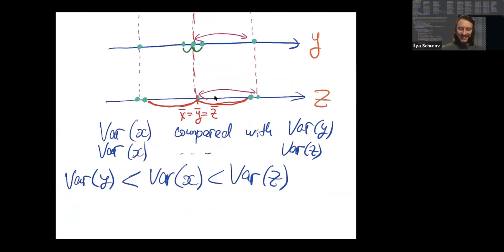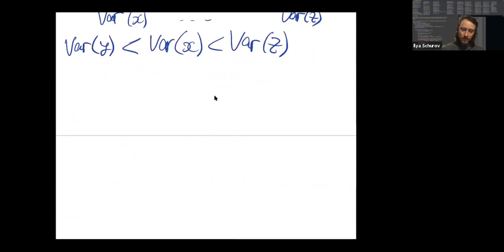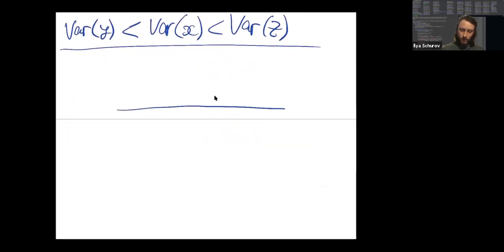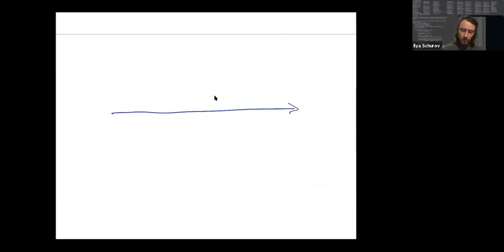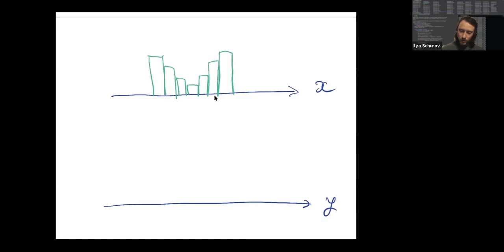Okay. So let me give you another example that deals with histograms. Let us draw, again, two data sets. And now I will represent these data sets as the corresponding histograms. So for example, in one data set, I will have something like this. This is my first histogram. Let me denote this value as X. And this is the second histogram. Let me denote this value by Y.